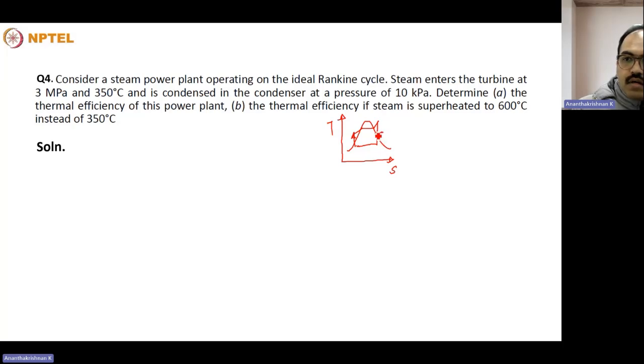Therefore, state 3 is at 350 degrees Celsius and 3 megapascal, and there is this heat input Q in, and there is this heat output Q out, and this happens at 10 kilopascal, and this state point is 4, 1, and this point is 2. So thermal efficiency, which we have to calculate, is equal to net work divided by heat input.